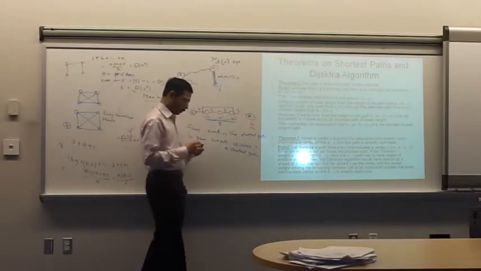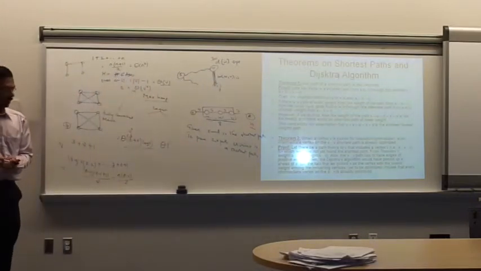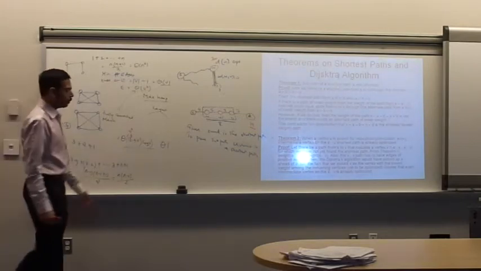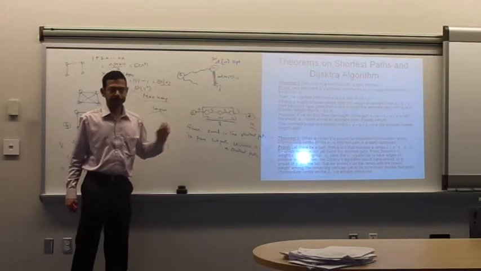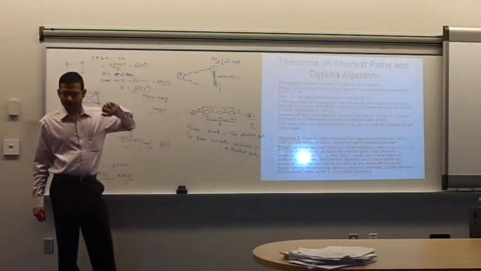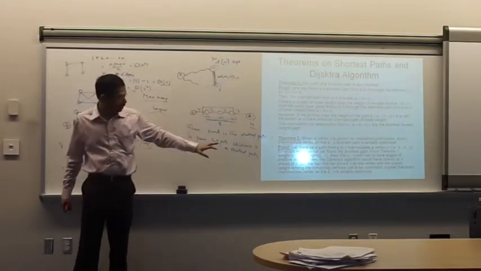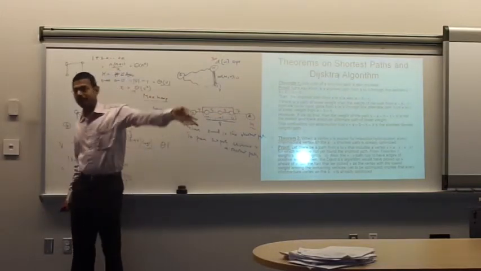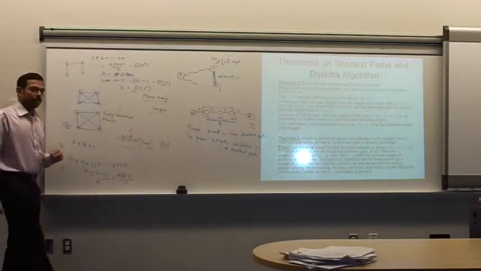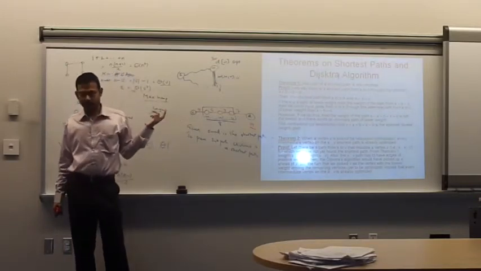What technique have you seen so far? Last class, what technique did you use for proofs? Prove by contradiction. Can you prove by contradiction here? So how do you do it by contradiction? Let's say this is not the shortest path, there is something else which is the shortest path. So you want to argue whether such a path can exist or not.